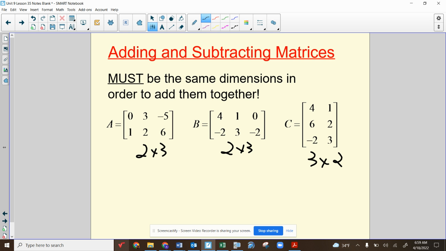Now, some people say, well, can't you just turn this on its side and whatever? And it kind of depends. Typically, when you see matrices lined up and they are not the exact same size and direction and all of that, you're not going to be able to add or subtract those.